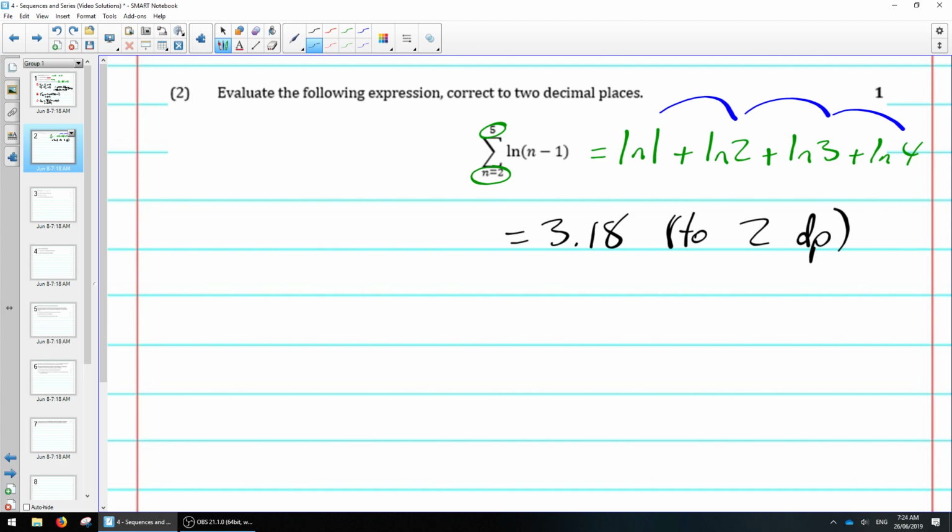So it was only 4 terms. I mean, this question wouldn't be very reasonable if I asked you to go up to like the 20th term, because then you'd be adding up 18 or 19 different terms, so we wouldn't do that.